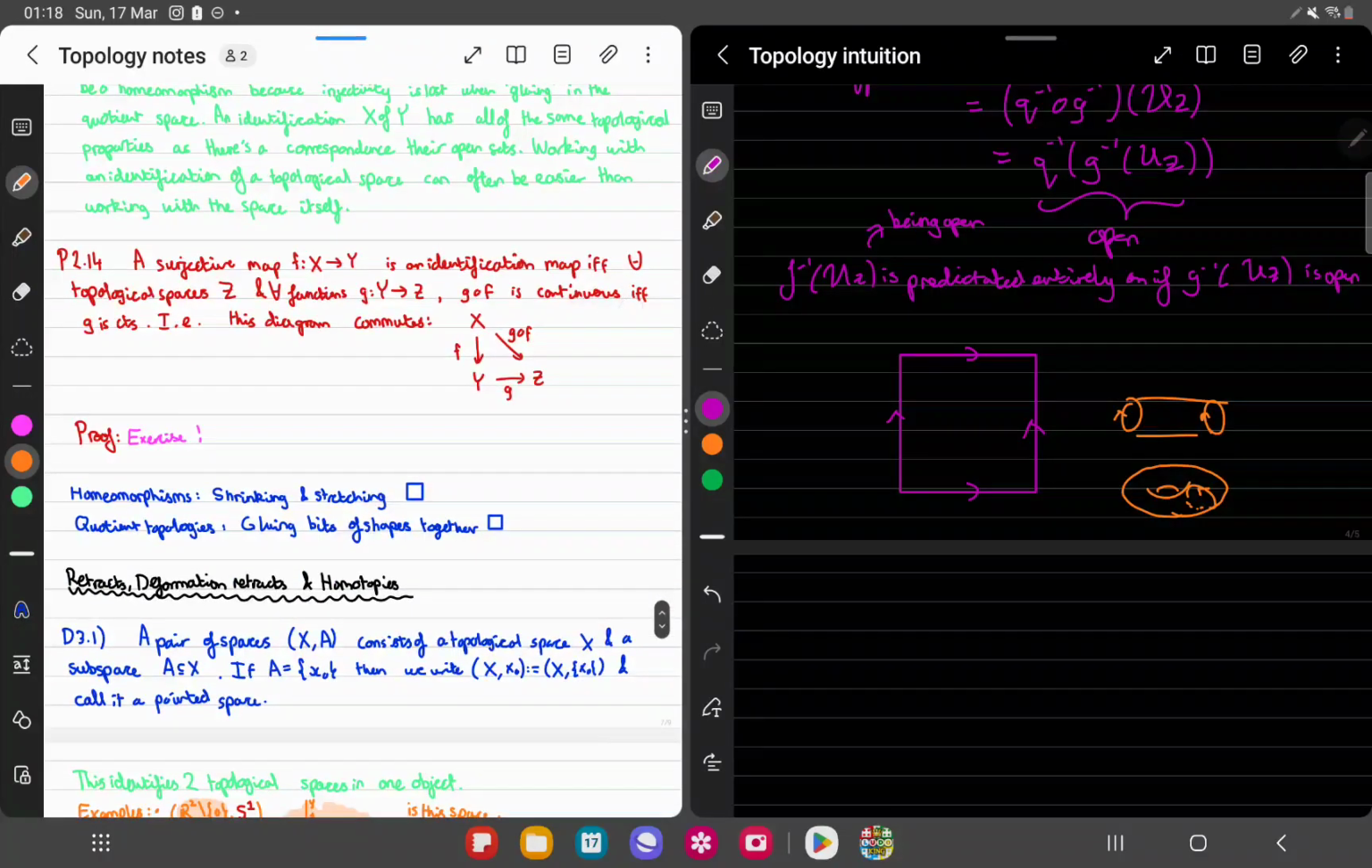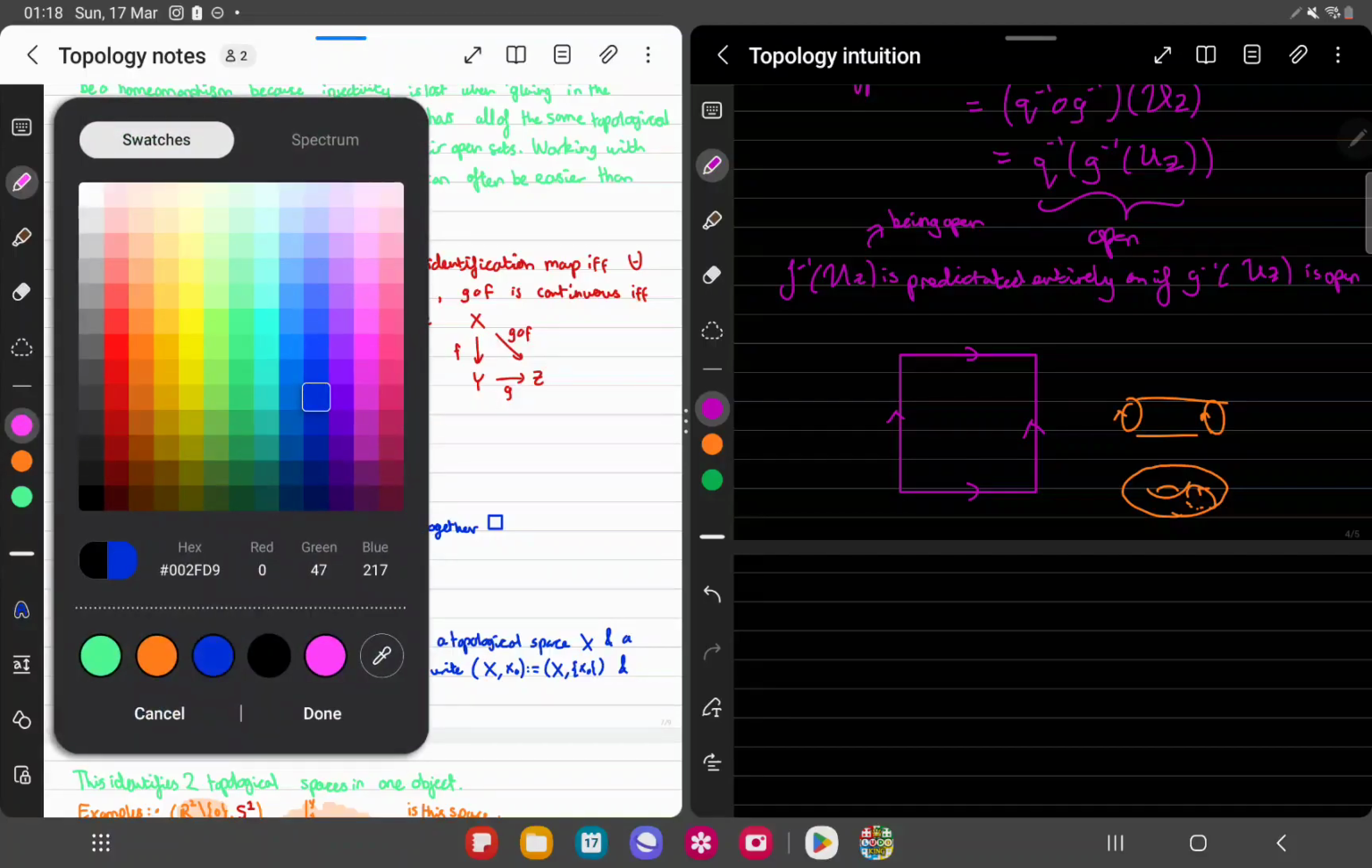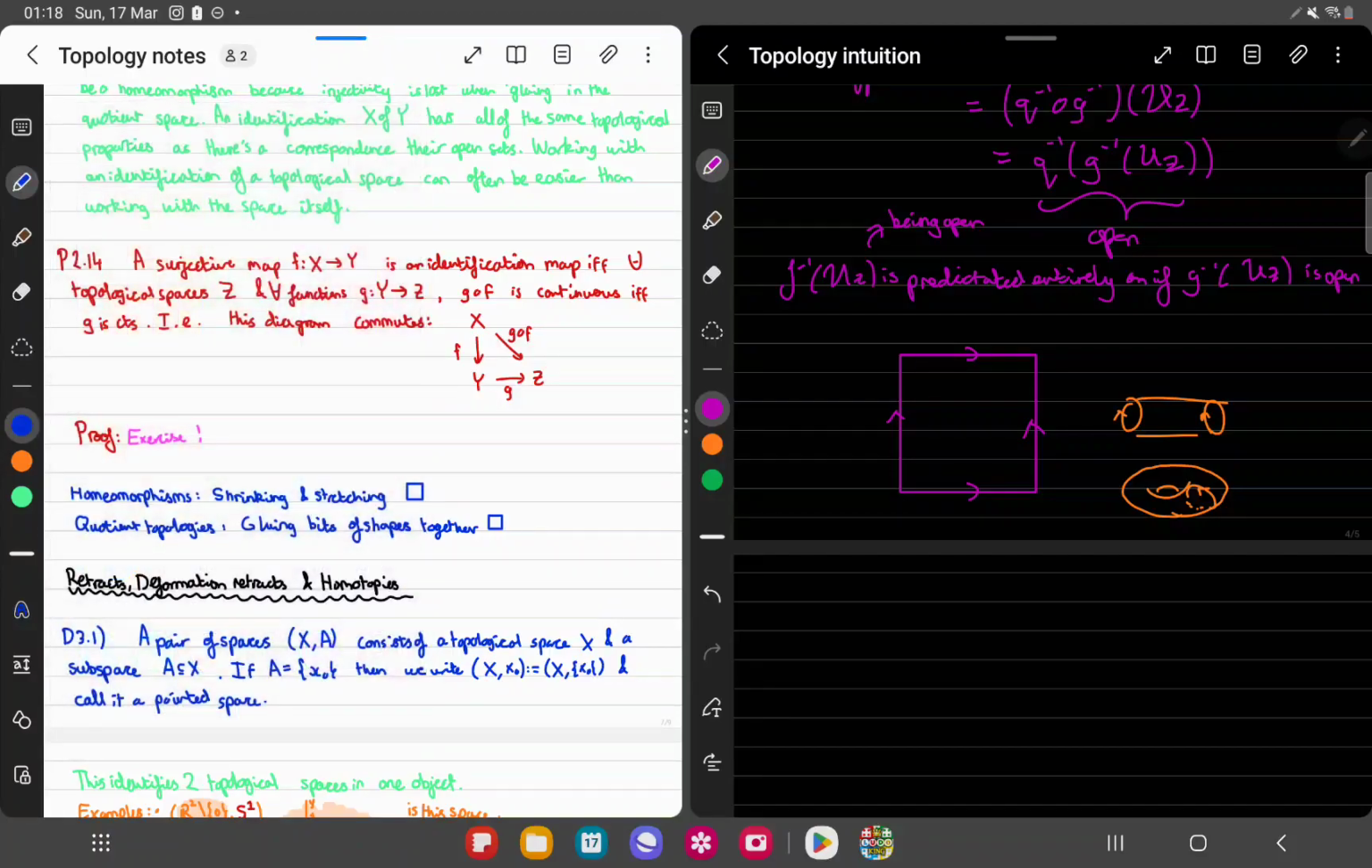I'm just going to point out that homeomorphisms are shrinking and stretching operations, whereas quotient topologies are just gluing things together. So hopefully that makes this all clear.